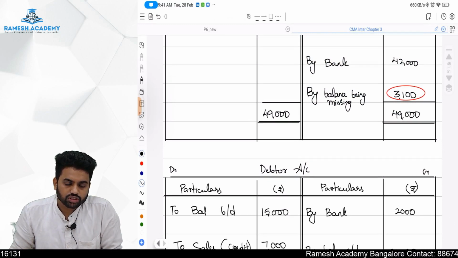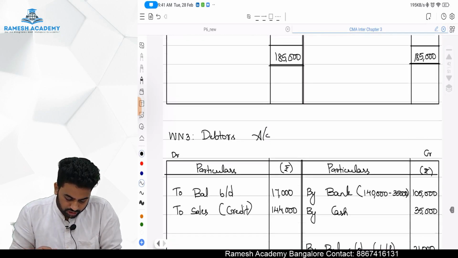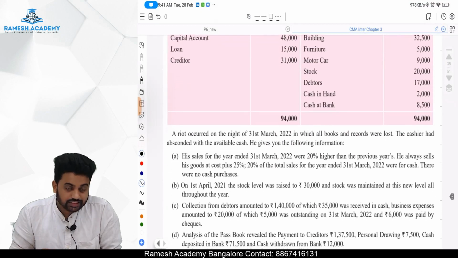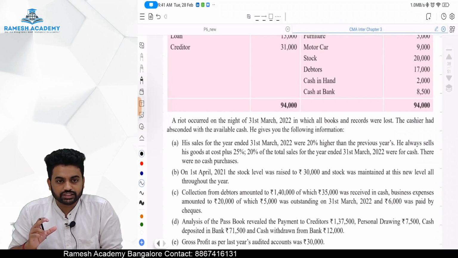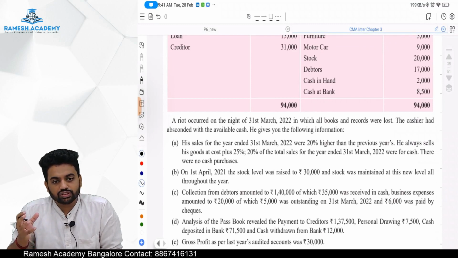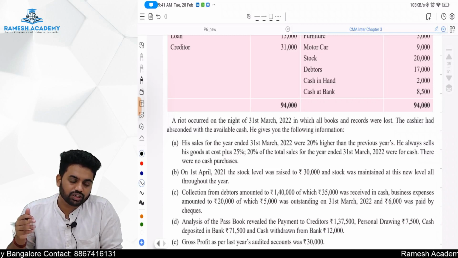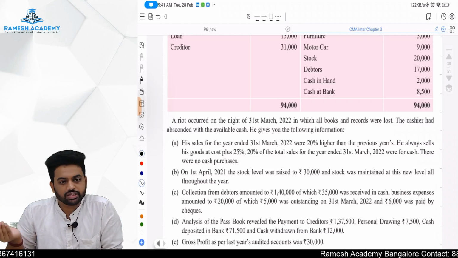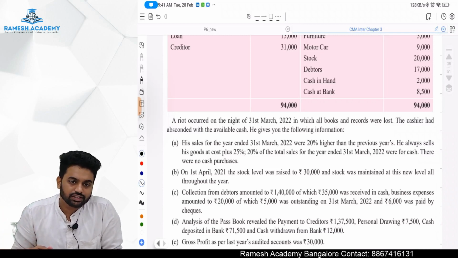So in this particular chapter, in this question they have given sales data, a hint of sales, and they are asking us to use the previous year sales data. They have given a gross profit, which means we can find out sales, right? Out of that sales, 20% will go to cash, 80% will go to credit. Out of that we can find out debtors and creditors also, the balances.